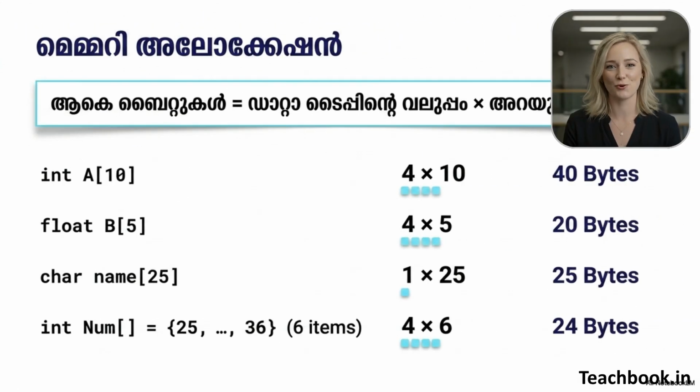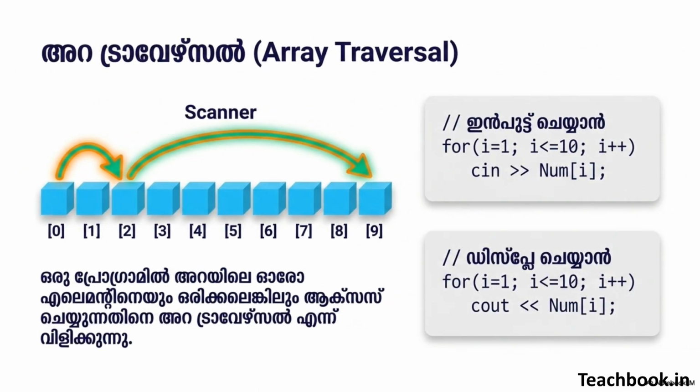Memory allocation for an array is calculated by multiplying the size of the data type by the number of elements in the array. Array traversal means accessing each element of the array at least once, often using a for loop for input or output.